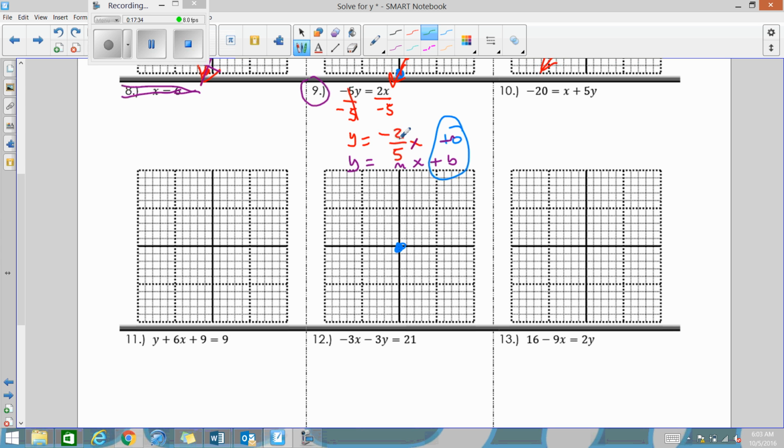And now my slope is negative 2 over 5. So that means I go down 2 and right 5. So down 2, right 5. And then we go up 2 and left 5. And there's our line. All right, so I wanted to show you that one only because there's no b, and all you had to do was just divide there, okay?